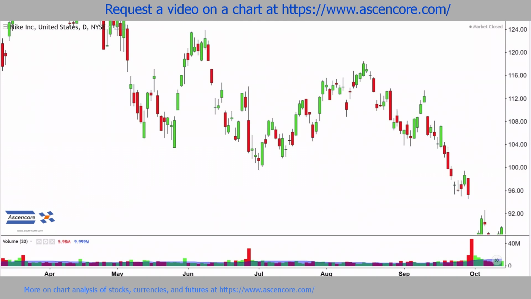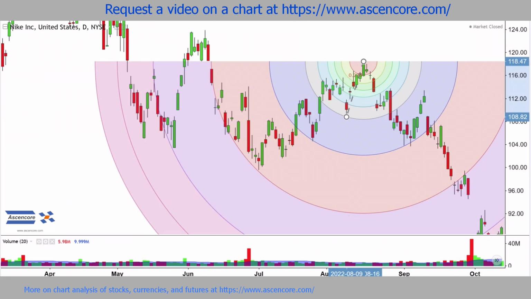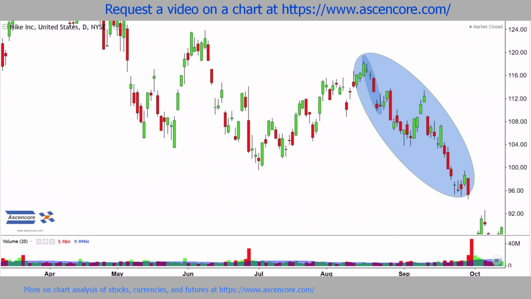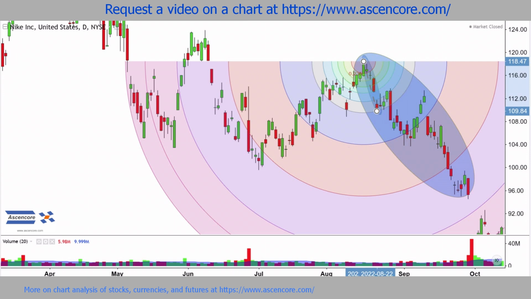It's also possible to base fib arcs on the final swing points of a trend, in this case the last upswing of an uptrend, and when there's a major long-term continuation, such as this ongoing downtrend, it's best to use more recent swing points in the context of the larger trend.